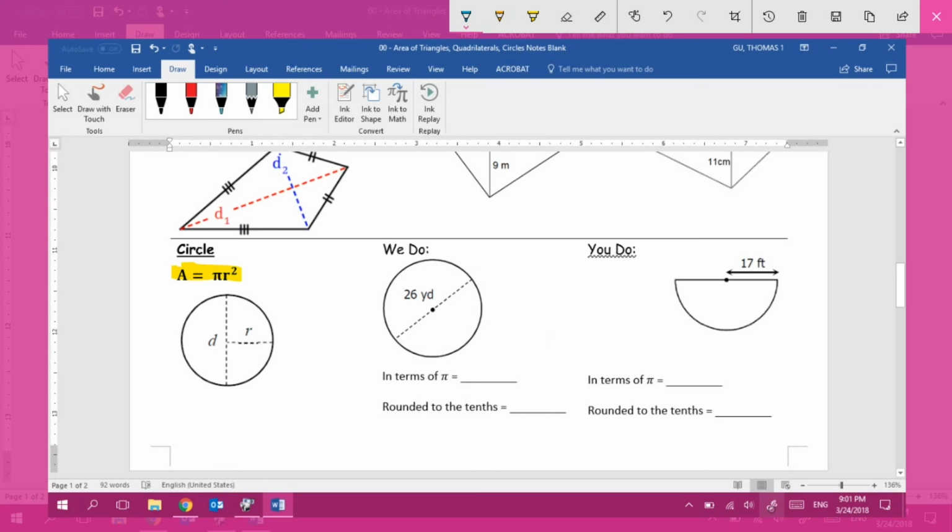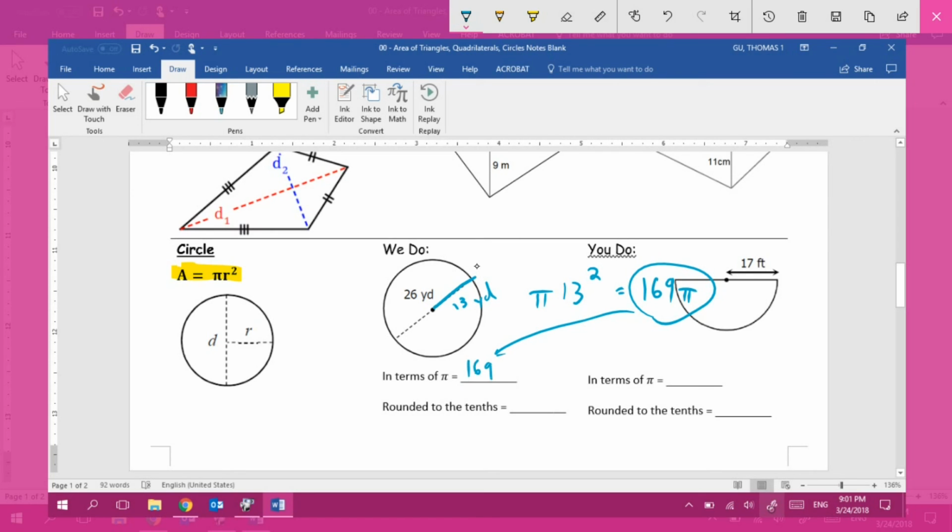So let's take a look at what we do. The diameter is 26. So what's my radius? That's half of the diameter. It's going to be 13. So all we have to do is take pi, multiply that by the radius, which is 13, and then square the 13. Well, what is 13 squared? 13 squared is 169. So this would equal 169 pi. So if I'm going to leave my answer in terms of pi, it would be 169 pi.